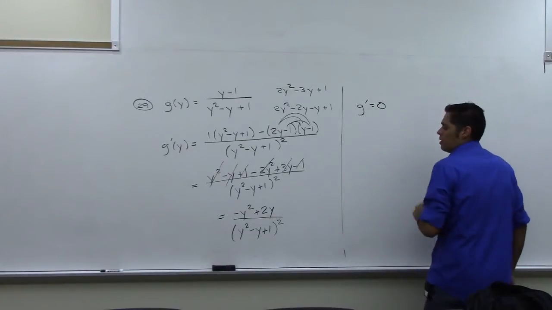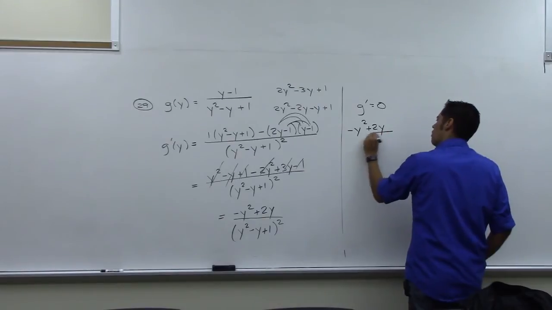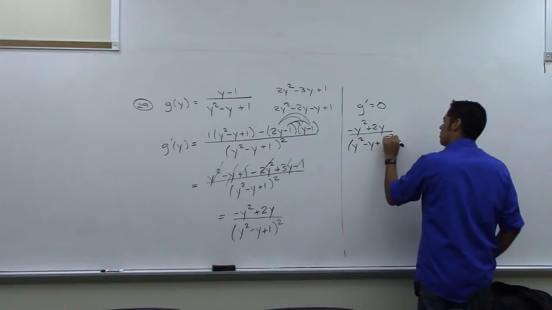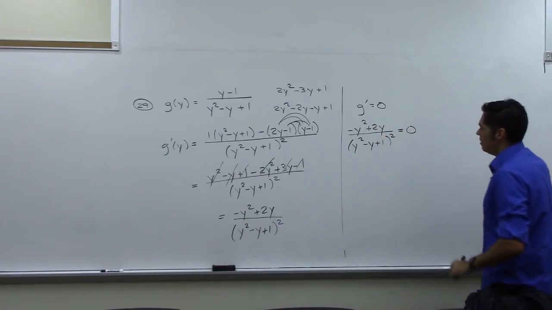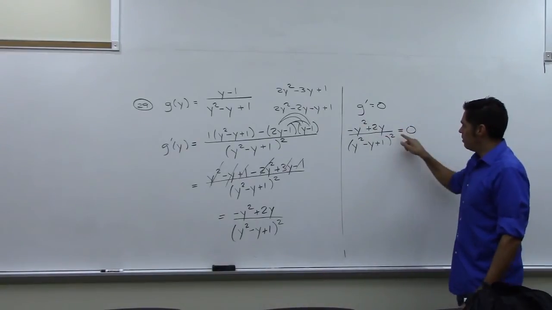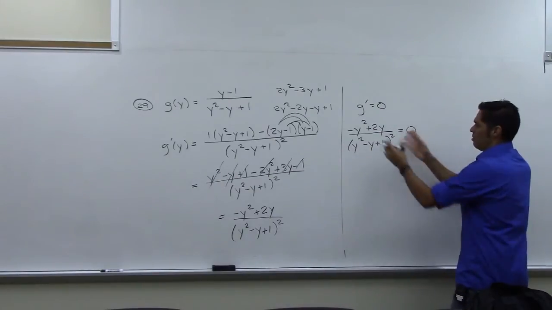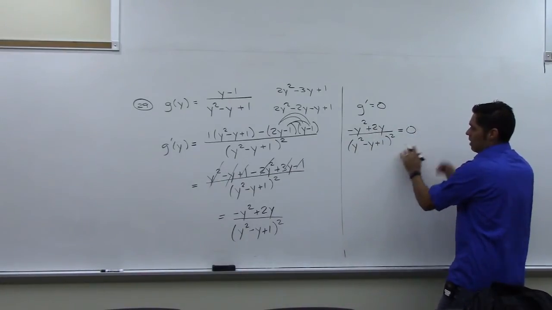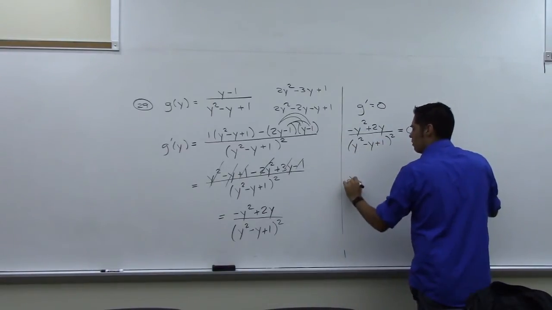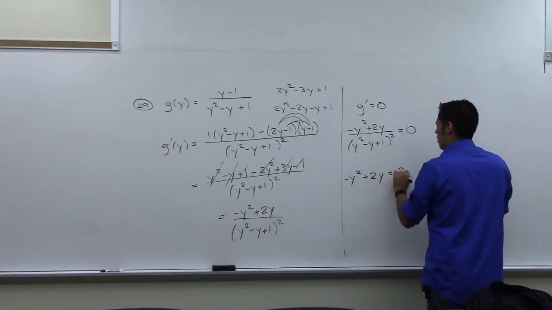So now what I want to do is figure out where that derivative is 0. So I take negative y squared plus 2y over y squared minus y plus 1, and I square that, and I set it equal to 0. And as I discussed in class, if you ever have a fraction equal to 0, you can always multiply both sides by the denominator, and all you're really going to be looking at is setting the numerator equal to 0.